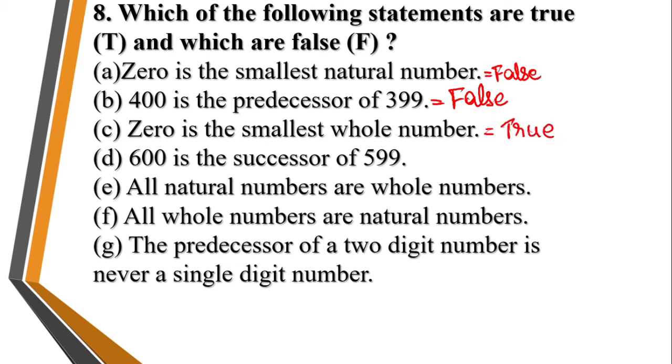Now the next statement which we have is: 600 is the successor of 599. Here we are finding the successor of 599. To find the successor, we will do plus 1. Now, 599 plus 1, if it gives us the answer 600, then the statement will be true, because 600 will be the successor of 599. And if you do not get 600, then the statement is false. So we should do 599 plus 1.